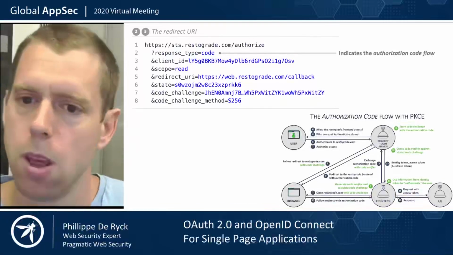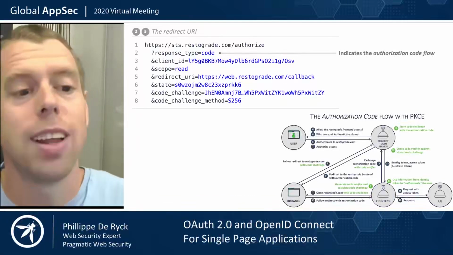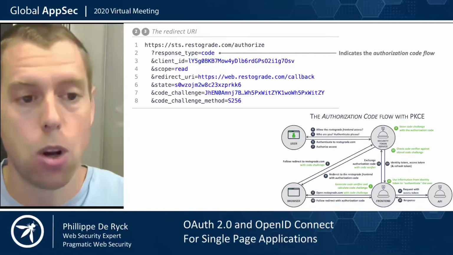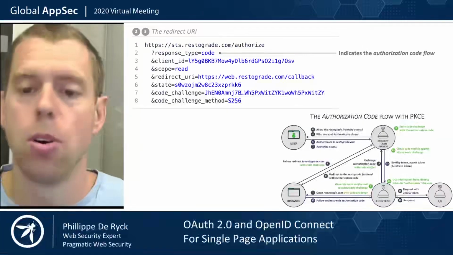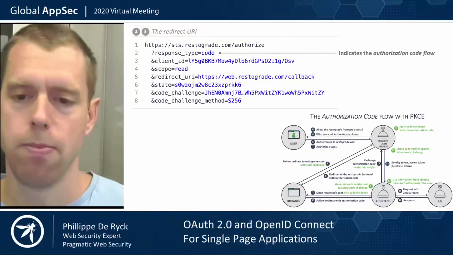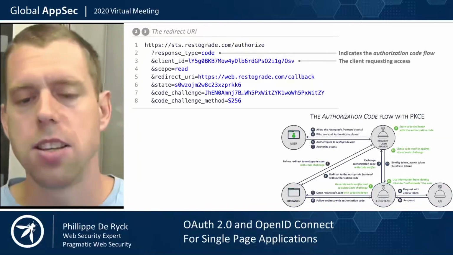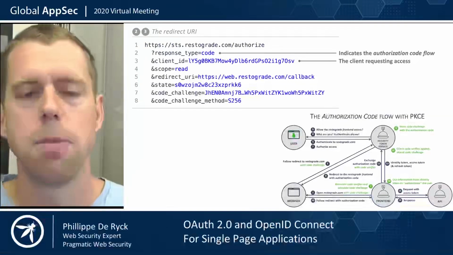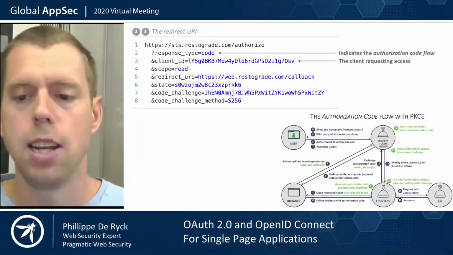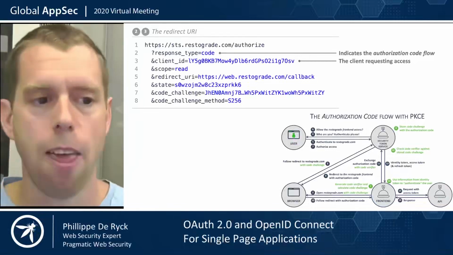On line number 2, you can see a response type. That's the front end telling the STS, I expect a code, an authorization code in return to my initial request. Awesome. By the way, I am the REST-grade frontend. This is a client identifier that has been assigned by the security token service at the beginning when the client was registered there.